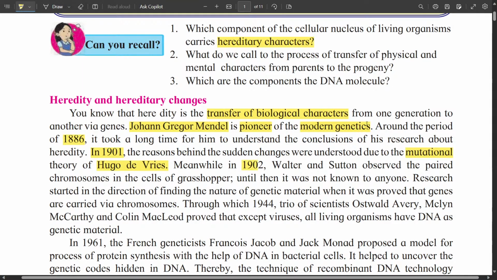In 1902, Walter Sutton found the paired chromosomes for the first time in grasshopper cells. So this was the discovery of how these biological characters are transferred from generation to generation. And this was due to the chromosomes, and they were discovered by Walter Sutton. Research started in this direction, but it took a long time.